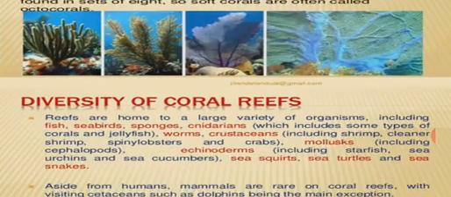Coming to the diversity of coral reefs, reefs are the home to a large variety of organisms including fish, seabirds, sponges, cnidarians, which include some types of corals and jellyfishes, and it is a home for worms, crustaceans including shrimps, cleaner shrimp, spiny lobsters, and crabs. It is also a home for molluscs including cephalopods, and also echinoderms including starfish, sea urchins, and sea cucumbers, and it is also a home for sea squirts, sea turtles, and sea snakes.